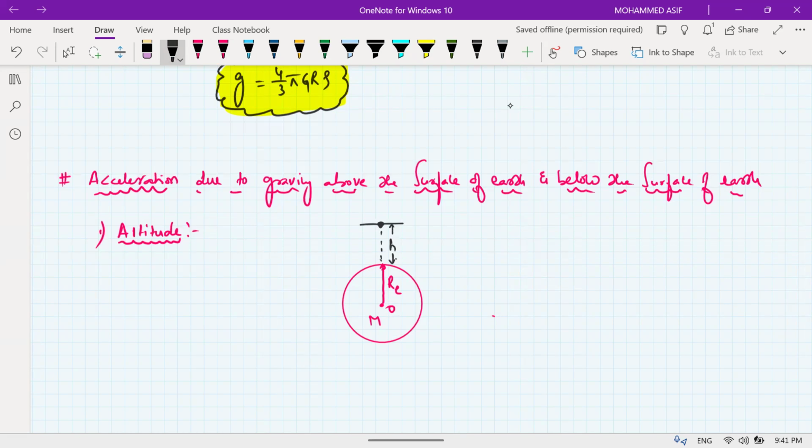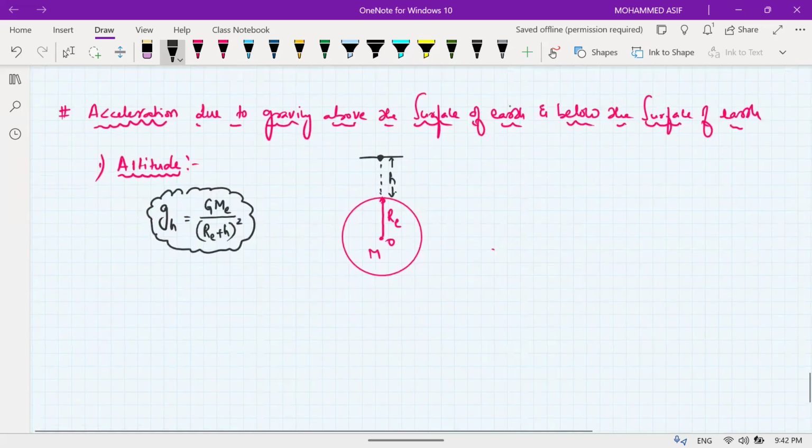Now acceleration due to gravity at a certain height. The actual formula: g at a certain height will be equal to capital G, mass of the earth, divided by radius of the earth plus h, whole square. This is the actual and standard formula. g at a certain height is capital G M divided by (radius of earth plus height) squared.